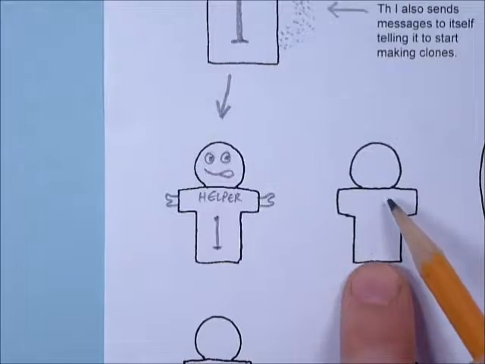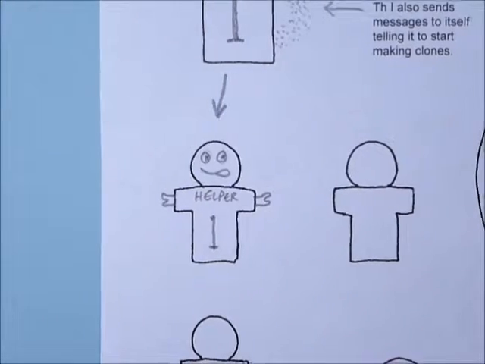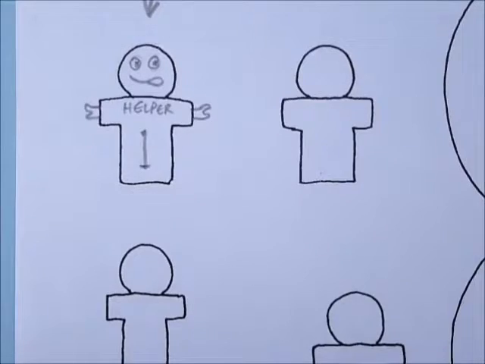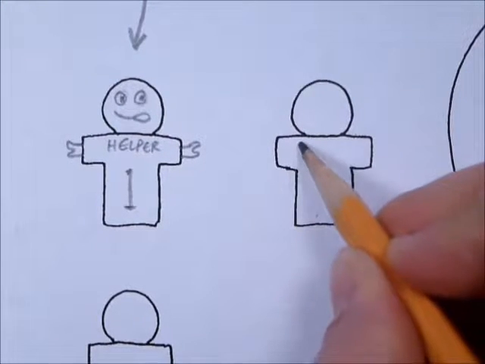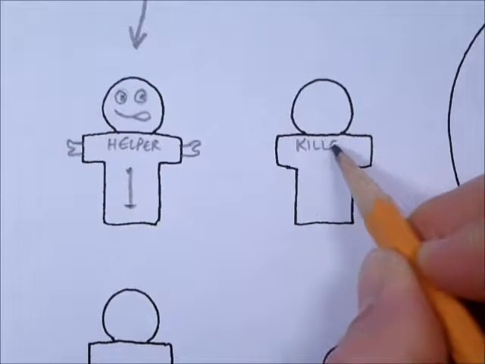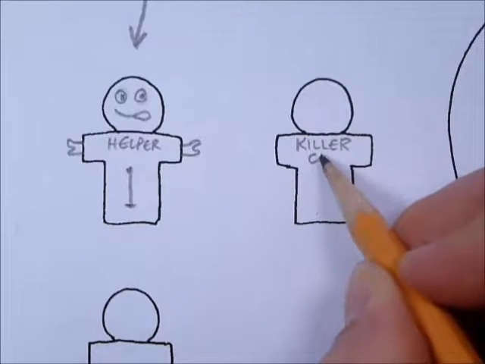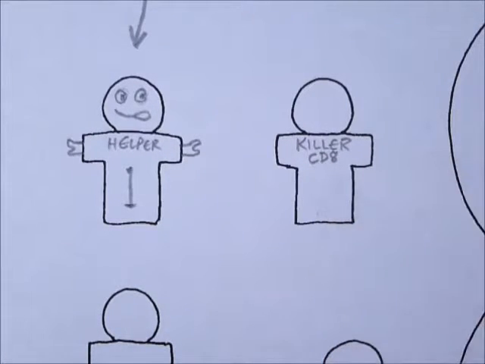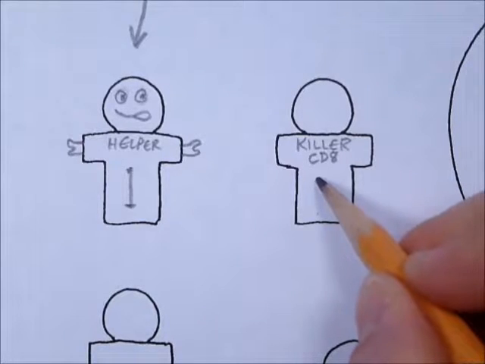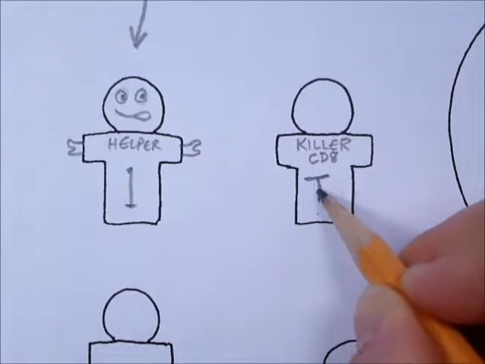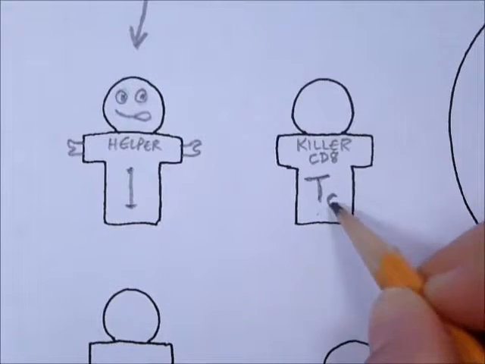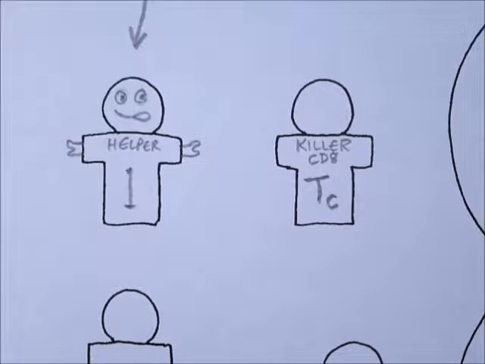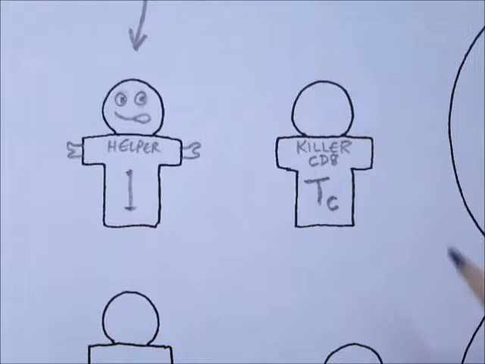And it's going to be talking to this guy. This will be the killer. So I'm going to write killer on its jersey and CD8. Often they're just called CD8 cells, but its abbreviation is usually T with a little c, C standing for cytotoxic. Because remember I said before that though they've been called killer T's a lot, nowadays they're kind of preferring to call them cytotoxic T's.